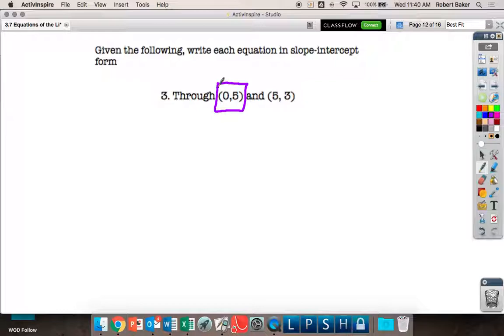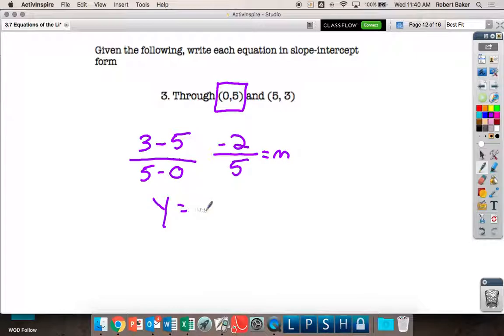That saves you from doing a lot of other stuff. All you have to do now is calculate slope. So you do y2 minus y1. So it's negative 2 over 5. That would be your slope. Now, if you're trying to write the equation, do you have a slope? Yes. Y equals negative 2/5 x.